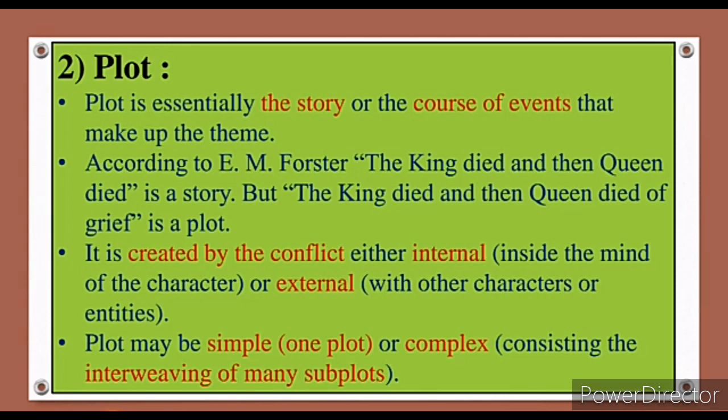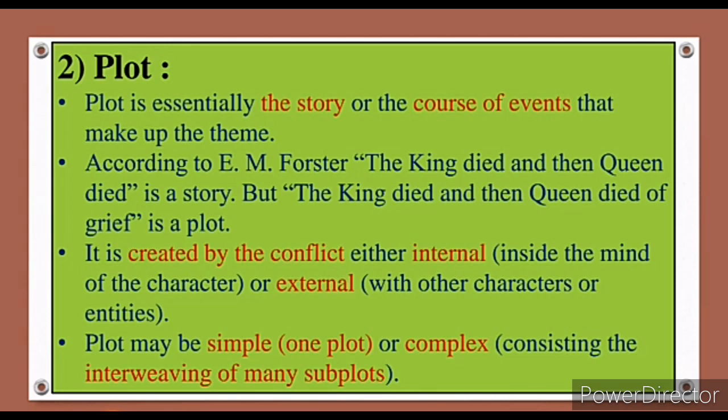Problems would be of different types. First one is internal, with yourself, inside the mind of the character. You yourself are having a problem with yourself. And second is external. External means with the outside, outside people. With somebody else you are having the problem. That is what the plot suggests. So it suggests the conflict which is there in the mind of either the main character or with the other people.